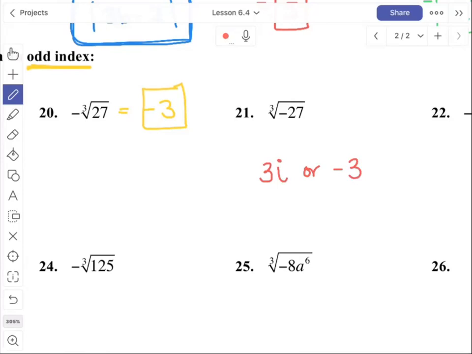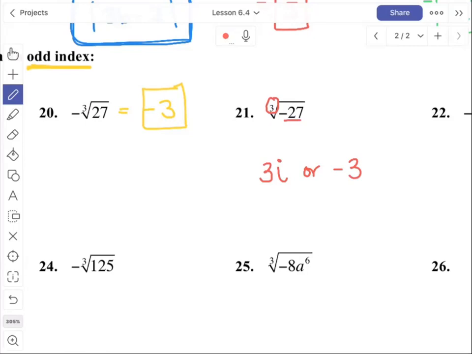So here is what I want you guys to notice. The index is cubed. So you're thinking, what times itself 3 times will get me -27? So put in your final answer now in the chat. Final answers. What times itself 3 times will get me that -27?